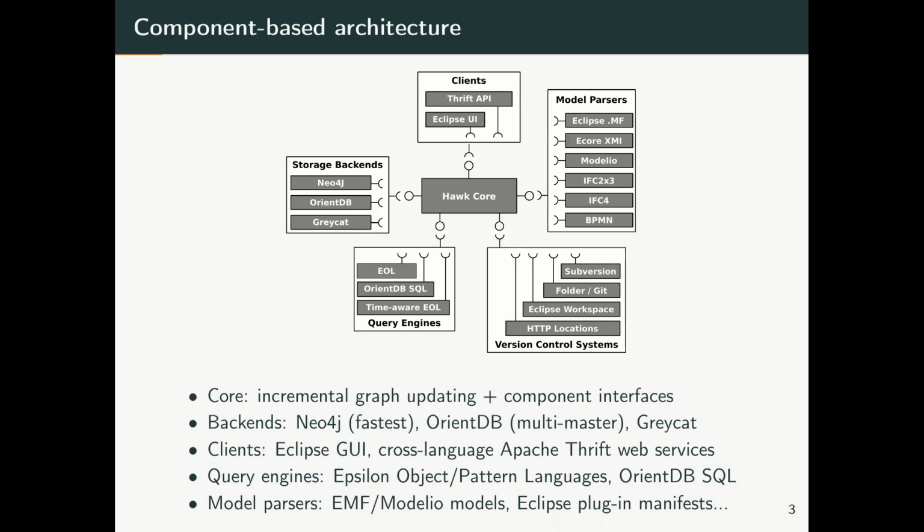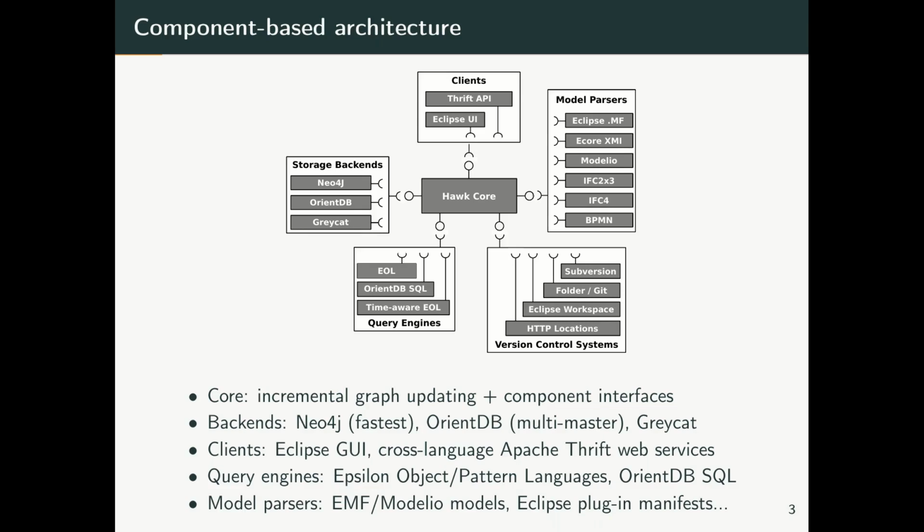You can have different backends supporting a variety of graph databases. So there are some for Neo4j, there is one for OrientDB, there is one for GreyCat, and more recently there has been one added for SQLite as well. Then you can also support different clients. So for instance, we have an Eclipse graphical user interface, which is the one that we'll be using for this demo. We also have a set of Apache Thrift web services, which in fact can be used from the Eclipse UI. So from Eclipse, you can use a remote HUNK server running in a different machine.